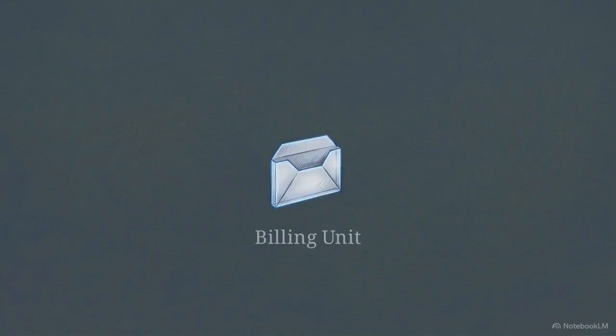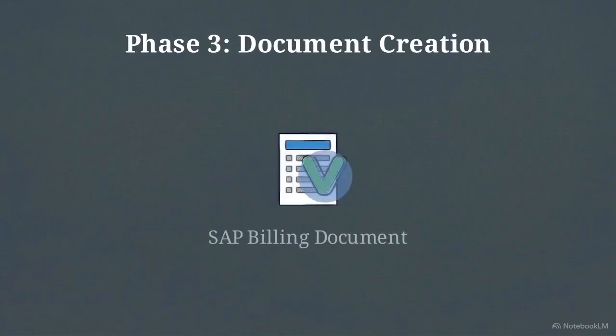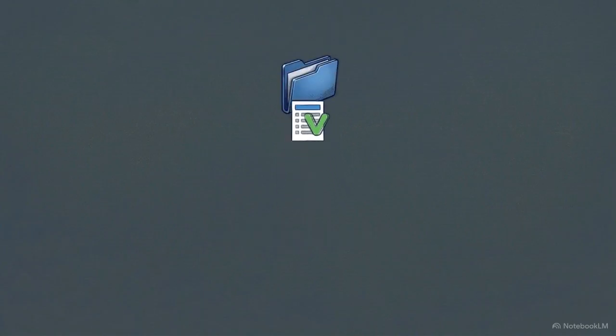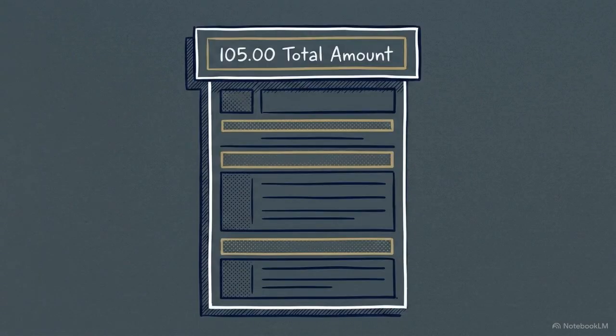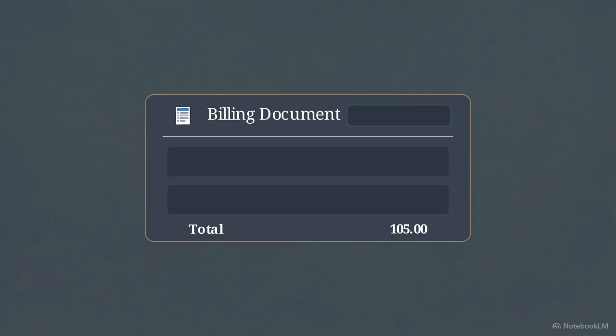We are now ready for phase 3. The system takes that calculated billing unit and formalizes it into a concrete SAP billing document. Looking at the document header, we see the highest level information, including the total calculated amount of €105. Moving to the document items section, we see our 2 aggregated lines, the €80 charge for data and the €25 charge for voice. When combining data, a common concern is losing the specific details of original transactions.